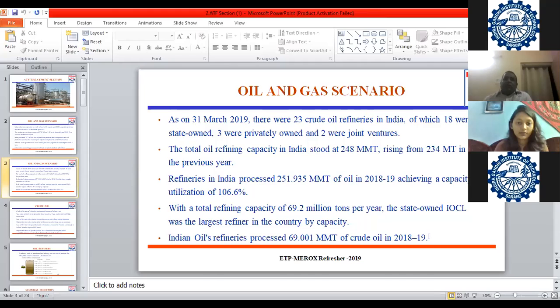At the same time, we are a big contributor to the economy package of the government of India every year. With a total refining capacity of 69.2 million metric tons per year, the state-owned IOCL was the largest refinery company in the country by capacity. After IOCL, HPCL is second in position and BPCL is third. IOCL generates 69.2 million metric tons per year, HPCL around 25 million metric tons per year, and BPCL around 16 million tons per year.